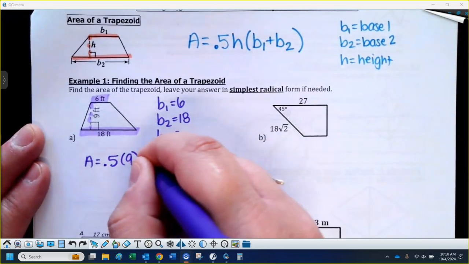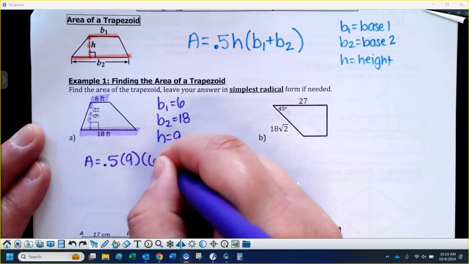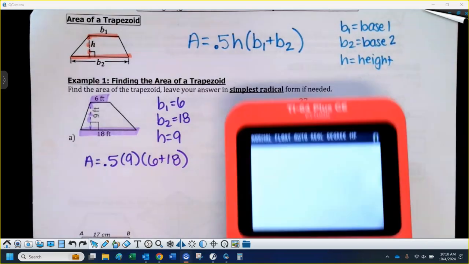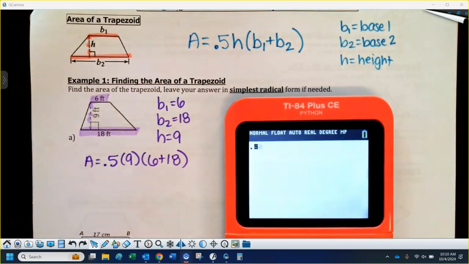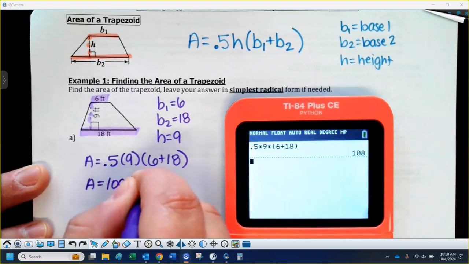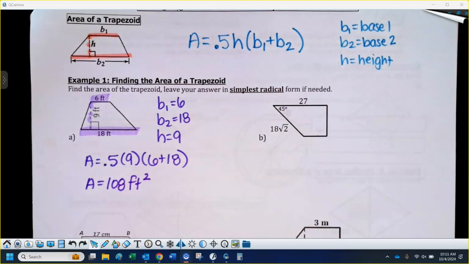We're going to multiply that by 9, and then you can add the 2 bases together, or if you want to use parentheses in your calculator, you could just do that and have the calculator do it for you, completely up to you. So I'm doing 0.5, bless you, times 9, times, I'll just use my parenthesis keys, 6 plus 18. 6 plus 18 would give you 24, so if you wanted to do 0.5 times 9 times 24, whatever's easier for you, and then you're totally done with the question. This is 108 feet squared. Anytime you do area, remember we have to label it as units squared. In this case, it's feet.